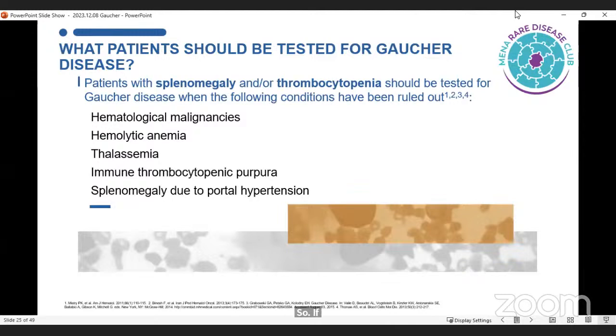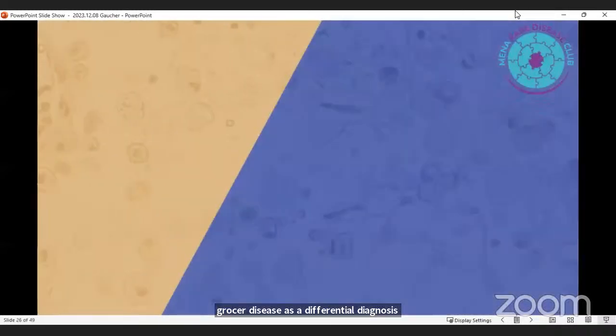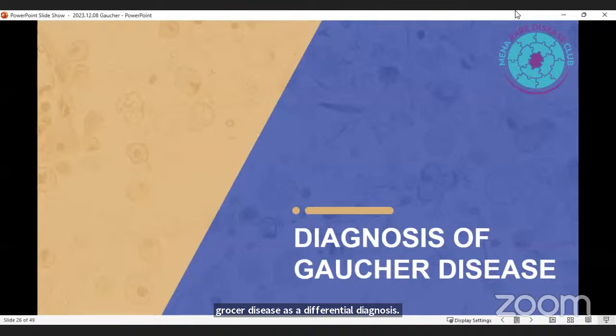So if we have thrombocytopenia and splenomegaly and we don't have a really good reason for that, of course we need to think about malignancies, but we excluded that. We excluded the common things like hemolytic anemias, thalassemias, ITP. Then definitely we need to keep in mind Gaucher disease as a differential diagnosis. And the problem is that unfortunately we have cases of really long delay, years of delay in diagnosis. And diagnosis is very simple.